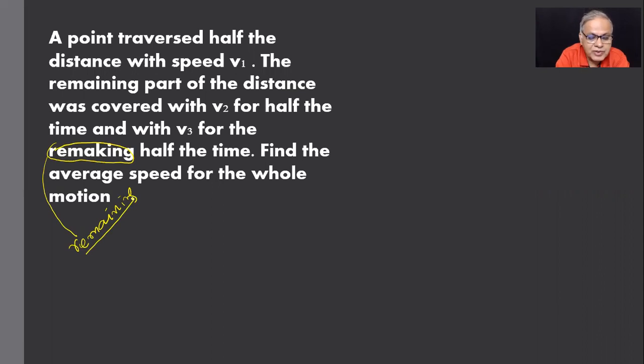A point traversed half the distance with speed v1. Okay, let us just picturize the question. A point traversed means covered, nothing else. Half the distance with v1. That means some total distance, you put some s, for example. Until s by 2, it covered with speed v1. Immediately you should know the time is s by 2 v1. Constant speed, that is. So distance by speed will be the time.